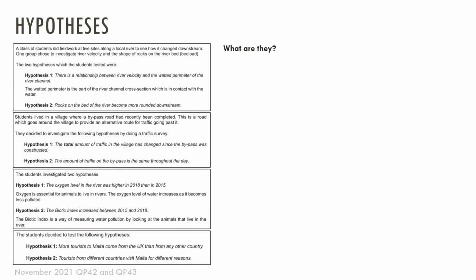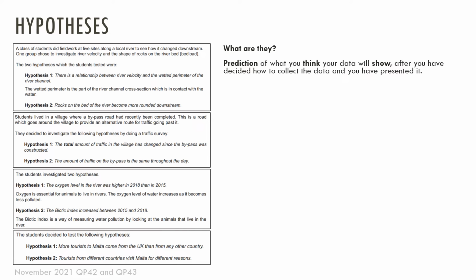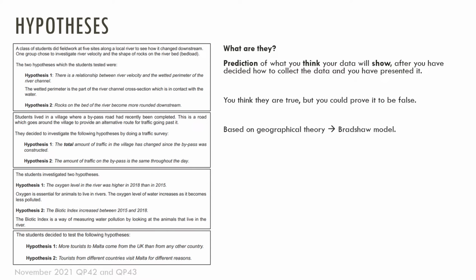On the left, you can see a whole range of different hypotheses from a range of different past papers. And at the bottom I put links to the various past questions to help you with this. A hypothesis is a prediction of what you think your data will show. So it's something that you make before you go out and collect the data, before you decide what methods you want to use. Generally speaking, you base it on geographical theory, and you assume it is true, but you also have at the back of your mind that for whatever reason, it could come out to be false.